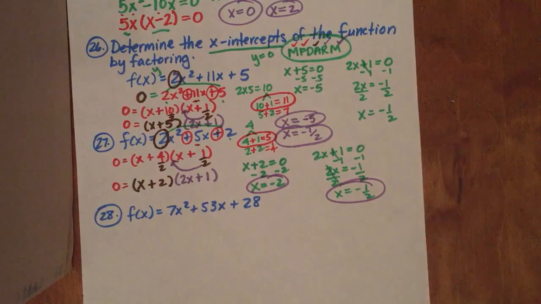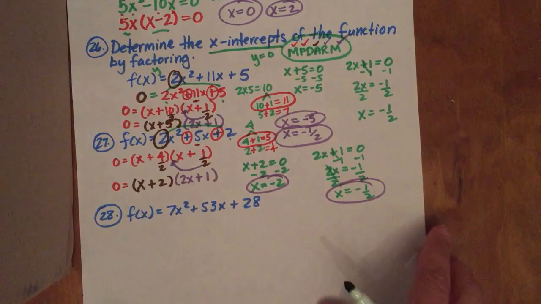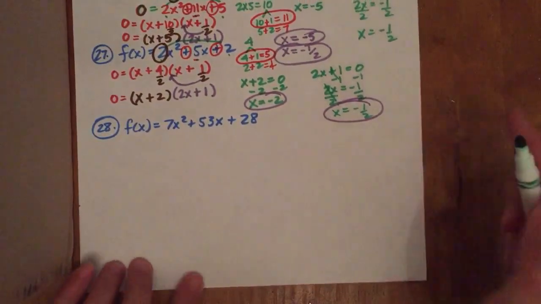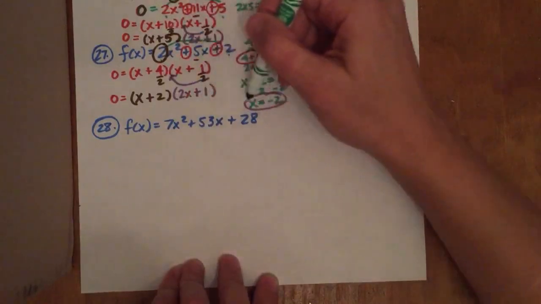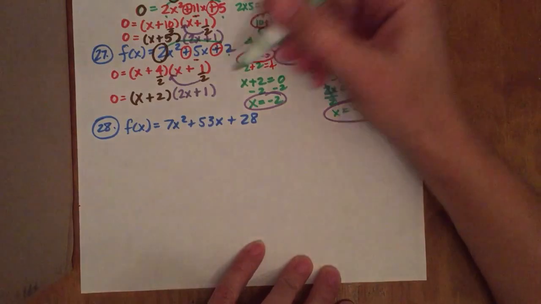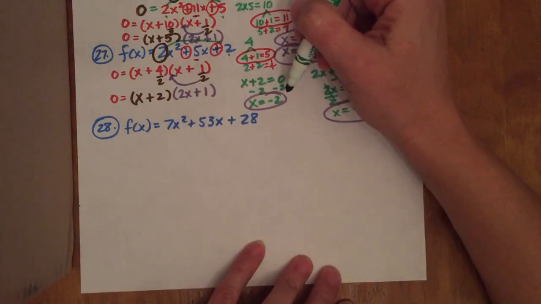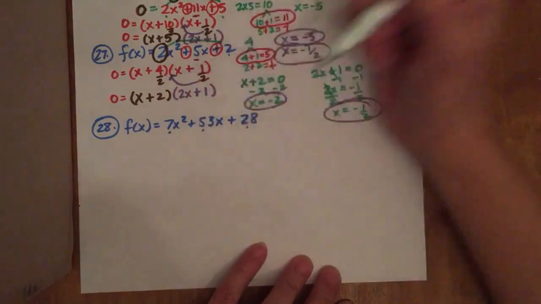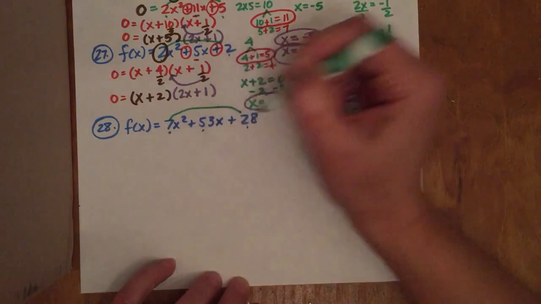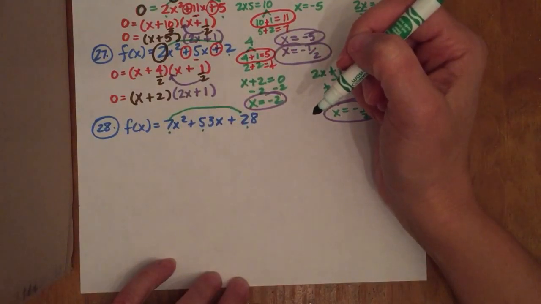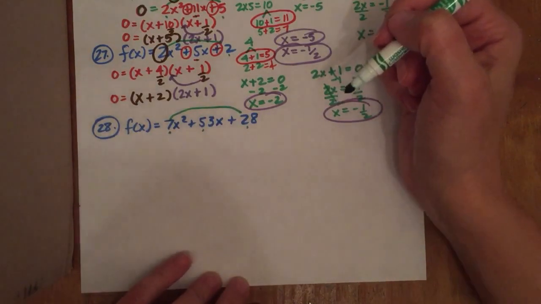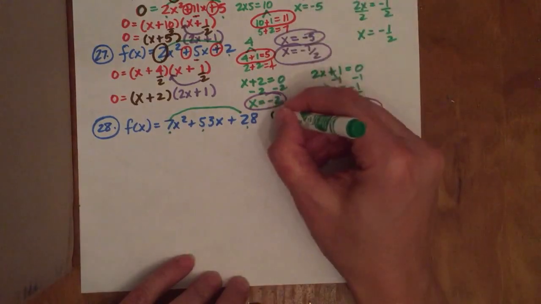Okay, so let's look at our last example, number 28. Let me slide the paper up a little bit. Number 28, 7, 53, and 28. The question is, do I have any numbers that go into all three of these? And the answer is no. There is no GCF for 7, 53, and 28. So I'm going to go straight into MF-DARM. So we'll multiply 7 times 28. And when I multiply 7 times 28, I get 140 and 56, so I get 196.